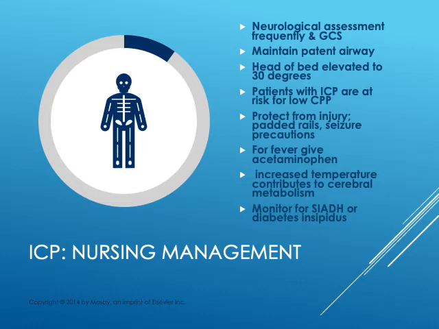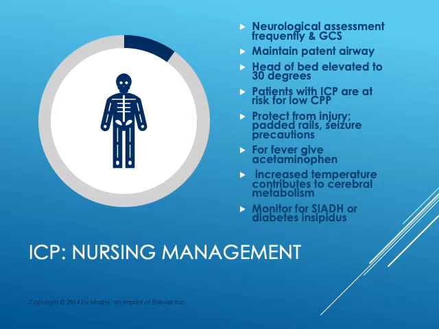You want to protect them from injury. They are always at risk for seizures, so make sure they have padded bed rails. Acetaminophen should be ordered in case they do become febrile, and increased temperature contributes to cerebral metabolism. So for every 1 degree Celsius, the brain metabolism increases by 10%. So that's not good. That will cause problems too. Increased temperature makes the brain work harder. We want it to rest and not increase intracranial pressure.